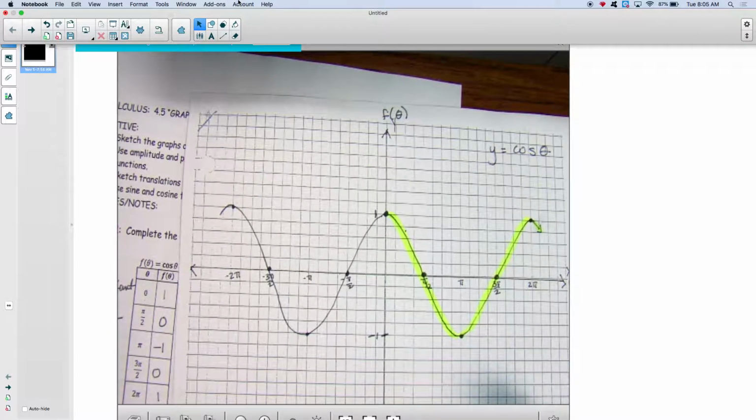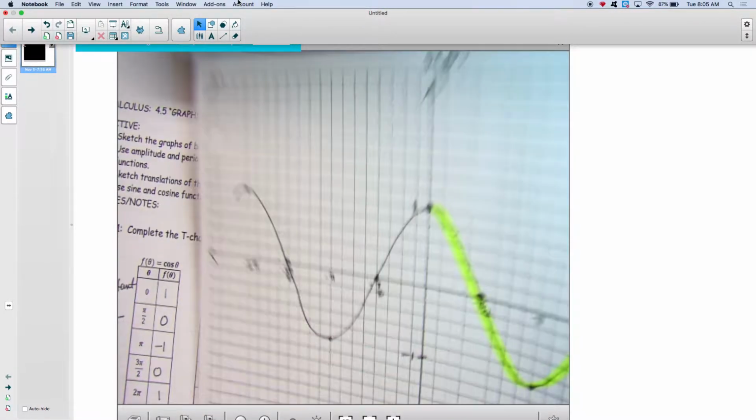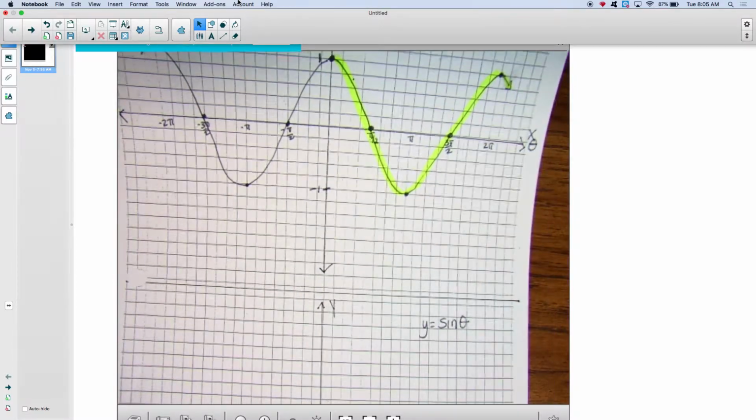Okay, let's do the sine. y equals sine of theta. Fill out your scales just like we did the one up above it.